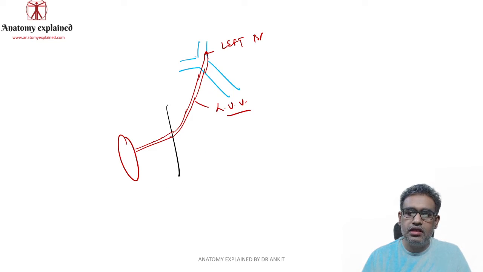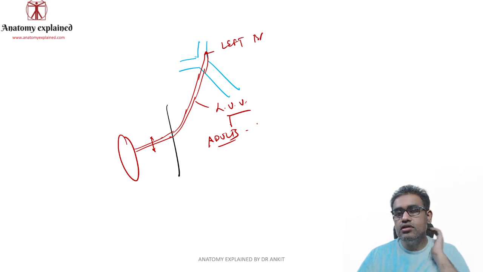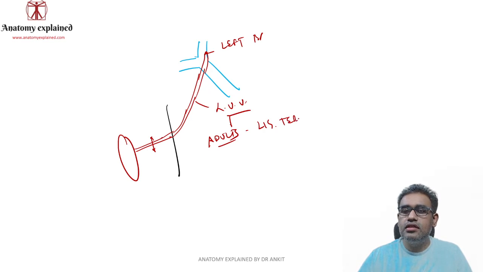Now after birth, when the cord has been clamped and cut, this left umbilical vein closes, and in adults it becomes the ligamentum teres hepatis.